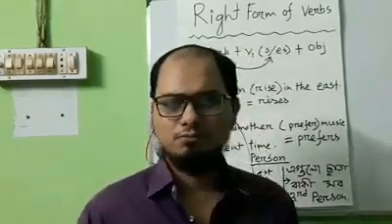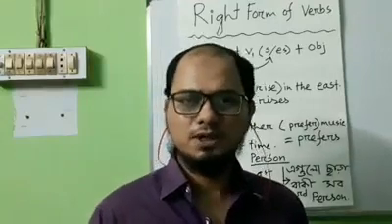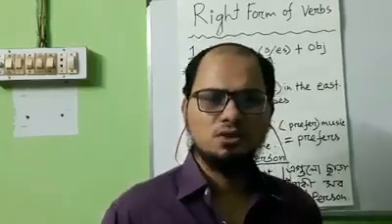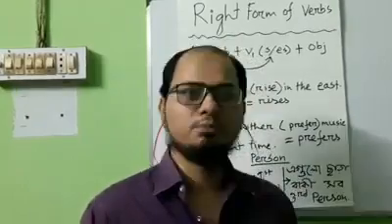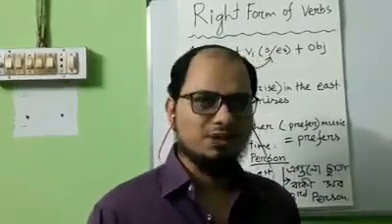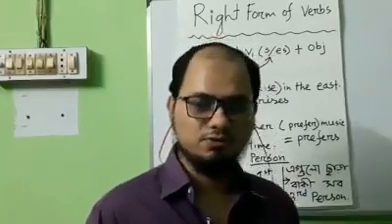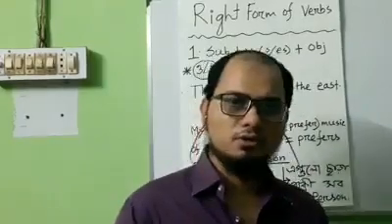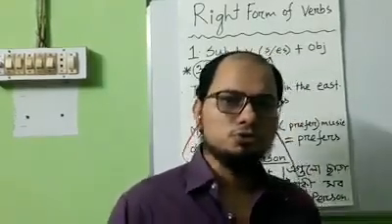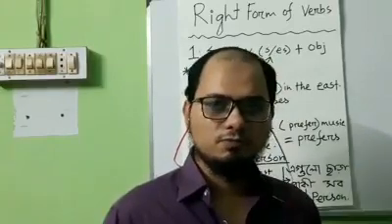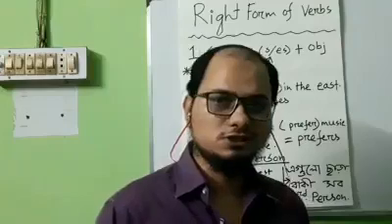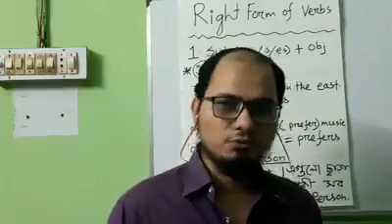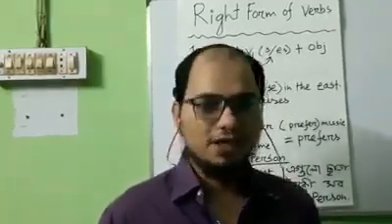Right form of verb means putting the proper verb in a proper way, because we know that there are many forms of verb, that is the present form, past participle form, gerund form, infinitive form, base form, etc. In this part, we have to choose one verb for one sentence which is grammatically correct, and in order to select the correct form of verbs, we must know the rules of right form of verb.